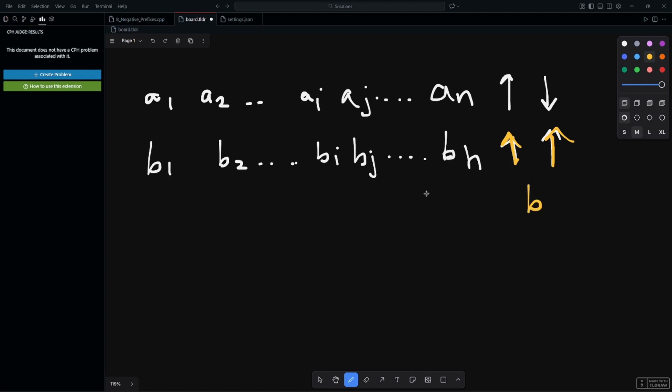That means write it down. BI is less than or equal to BJ, and I is less than J. This is the condition for ascending sorted, isn't it? This is the condition for ascending sorted.